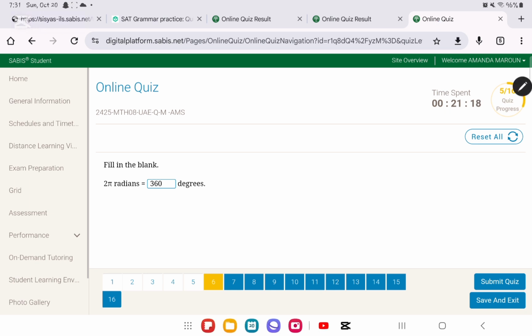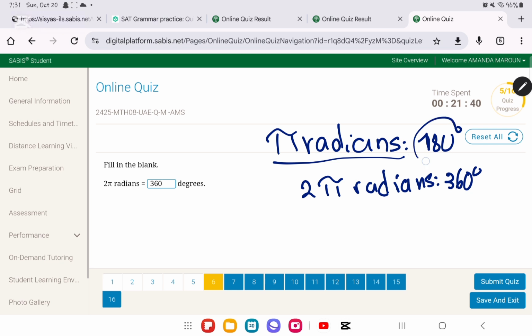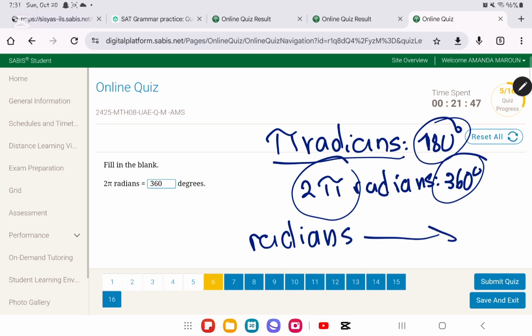We can make it a rule that pi radians is 180 degrees, and 2 pi radians is 360 degrees. So from radians to degrees, we're going to multiply by 180 over pi.